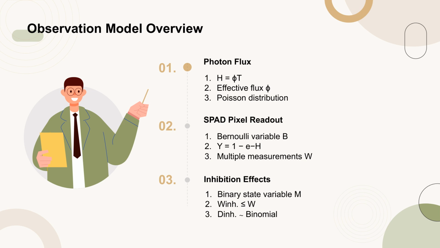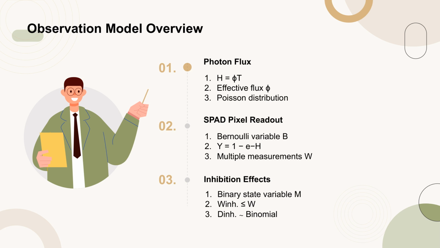In the observation model, the photon flux φ during an exposure time τ results in an average exposure H equals φτ. The effective flux φ incorporates the sensor's photon detection probability, PDP. The distribution of photon conversions follows a Poisson distribution. For SPAD pixels, the readout in each binary frame is a Bernoulli random variable B, with a probability Y equals 1 minus e to the minus H of detecting at least one photon. Multiple measurements are taken to reduce noise, leading to a total number of detections D that follows a binomial distribution.